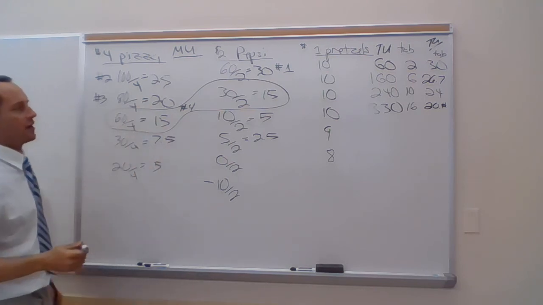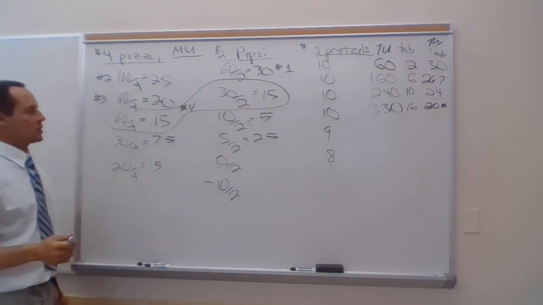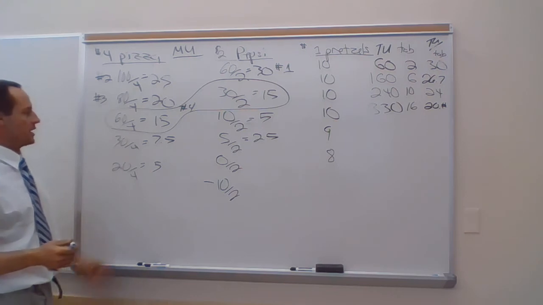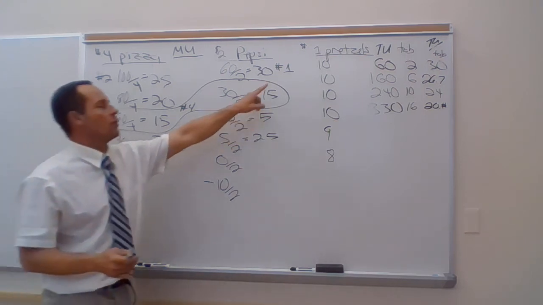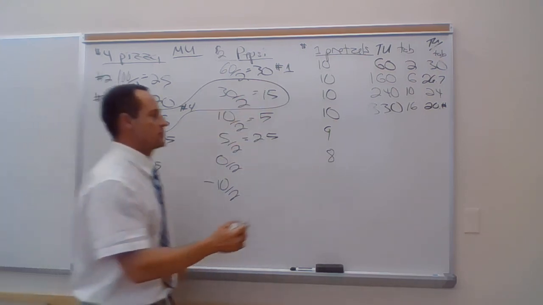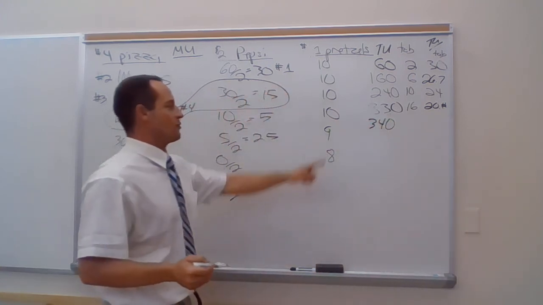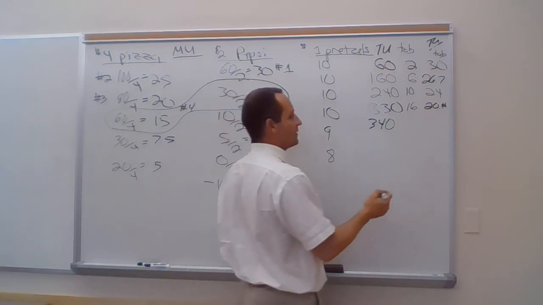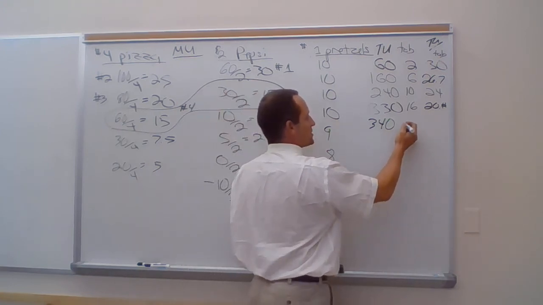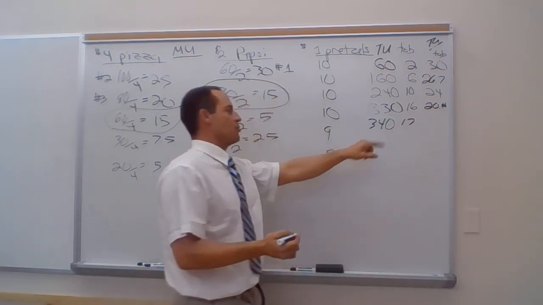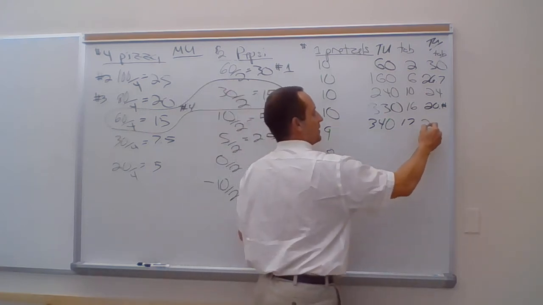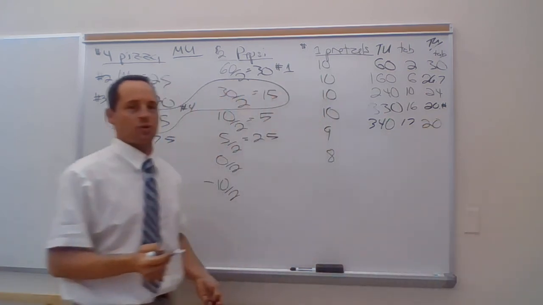What shall I have? What will be my 6th item? 7.5, 5. Oh, I finally have pretzels. So my total utility rises to 340. I'm spending $17, and 17 goes into 34 twice, and I get 20 utils per dollar.